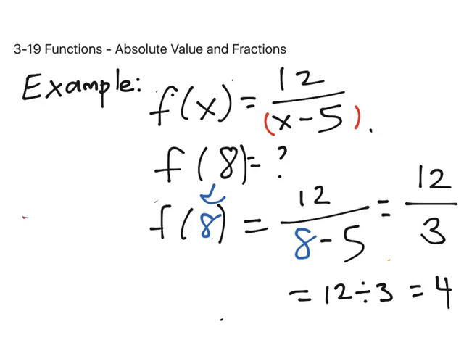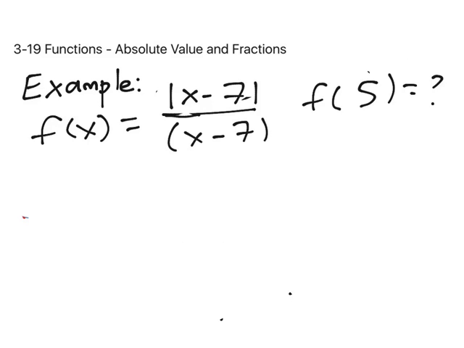One more thing you should know is that on the computer, there's no easy way to do a fraction. So the way we would type it would be this. This just means 12 over x minus 5.